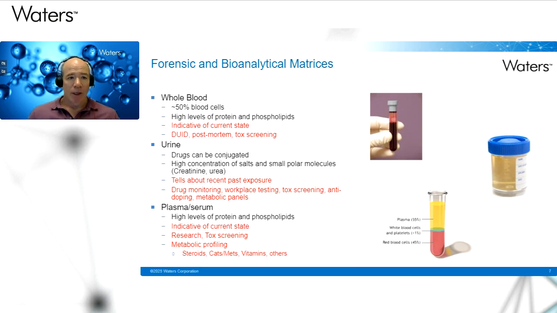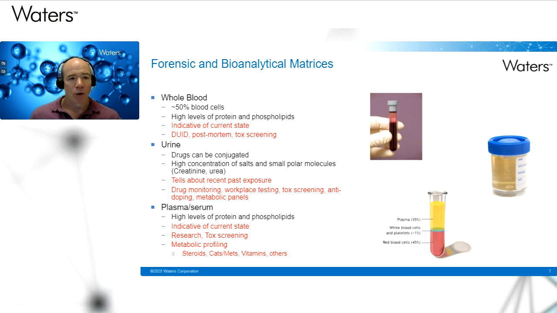So let's take a quick minute and talk about some of the forensic bioanalytical matrices we're dealing with. Especially in forensics, one of the big ones is whole blood for either on-site DUI or post-mortem cases. Some of the characteristics: it's about 50% blood cells, mostly red cells, but some white cells, lymphocytes, platelets, etc. There are very high levels of protein and phospholipids, and that can affect, for example, protein binding of some drugs. Phospholipids, if they're not removed, can cause column fouling, MS fouling, and also can influence some of the matrix effects in ion suppression.